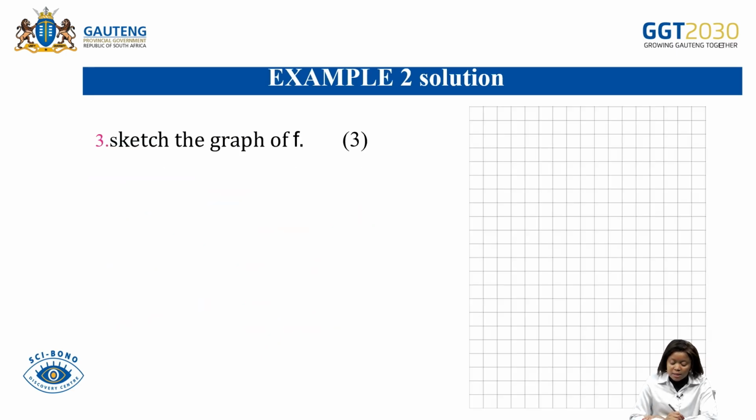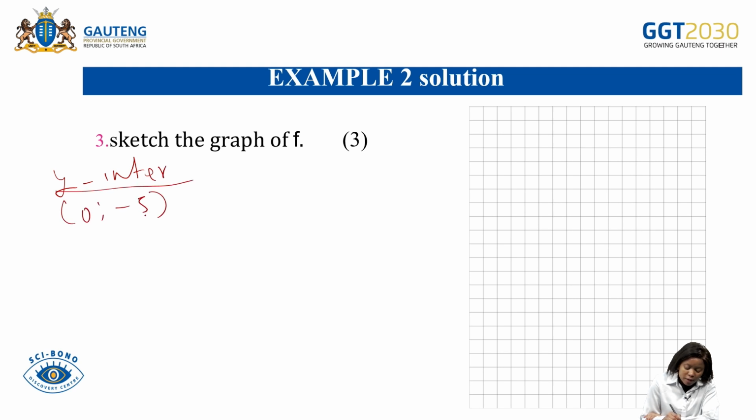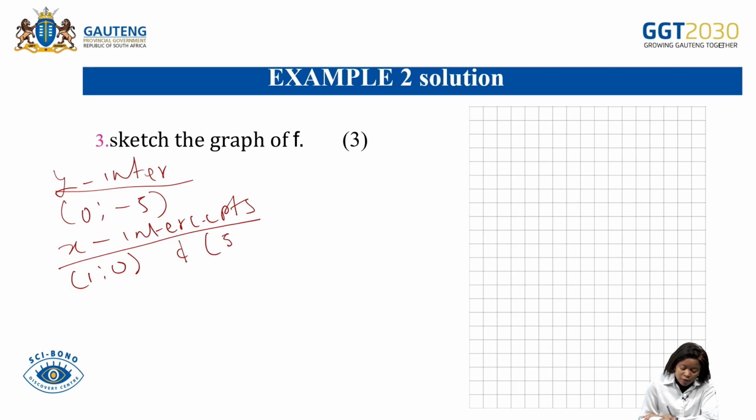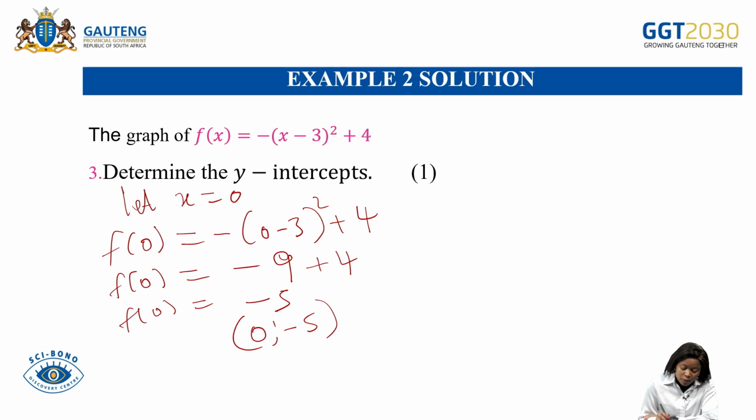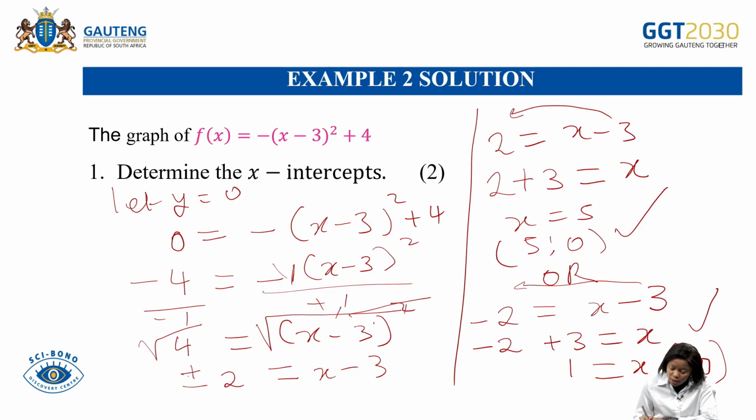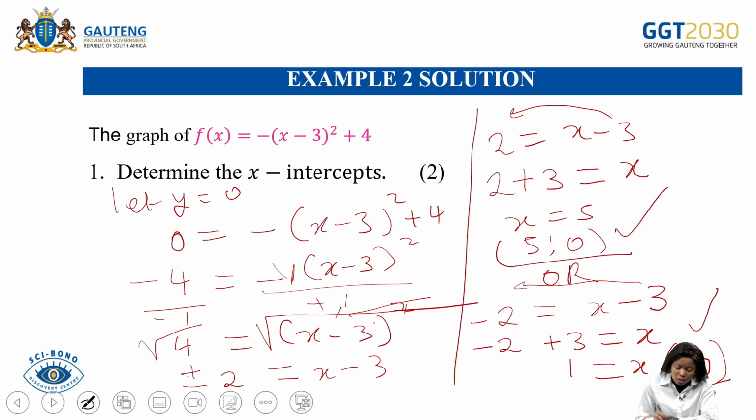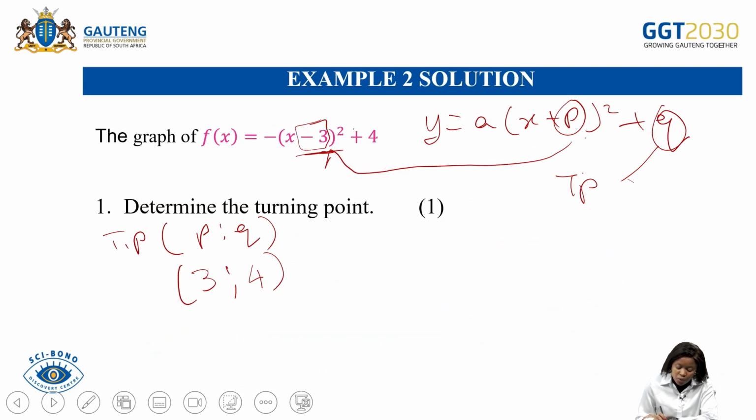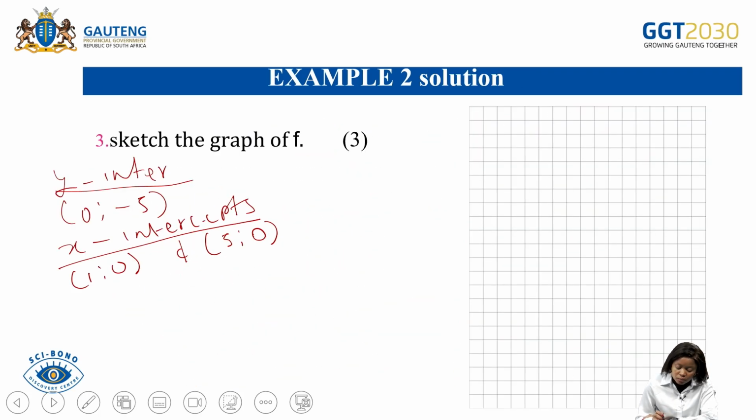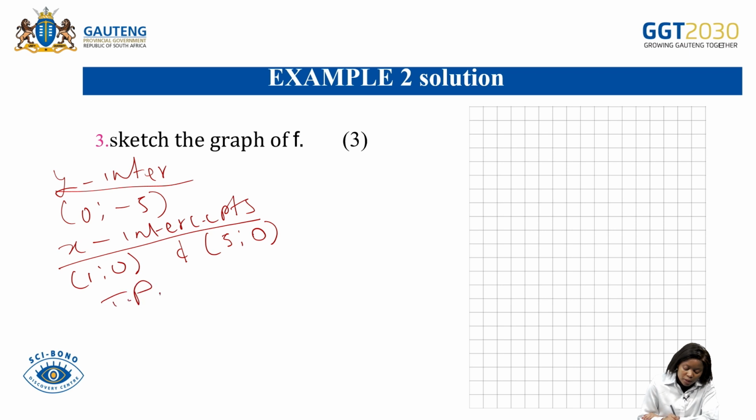Okay? And then let's sketch our graph. So I have the y-intercept. We said the y-intercept is (0, -5). And then the x-intercepts, we said (1, 0), and we also said, I think it was (5, 0). Was it positive? Let's just double check. So you have (1, 0) and you have (5, 0). Then you have a turning point, (3, 4). Then the turning point is (3, positive 4).